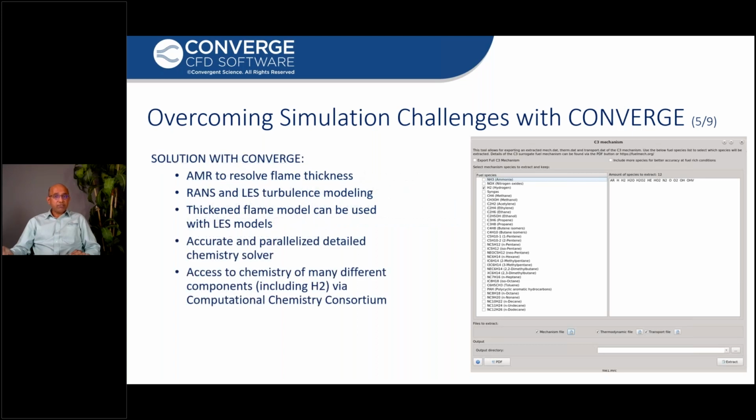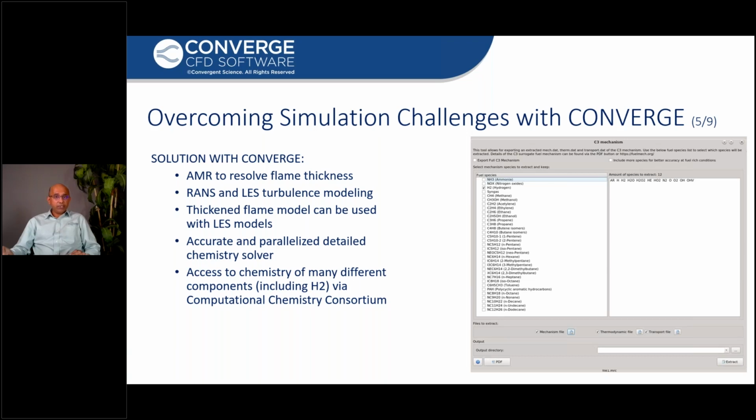In previous slides, we have seen how AMR and access to different turbulence modeling options can benefit combustion simulations with hydrogen. In this slide, I want to talk specifically about how CONVERGE detailed chemistry modeling can benefit your hydrogen combustion simulations. With CONVERGE, you have access to chemistry of many different fuel components, including hydrogen.